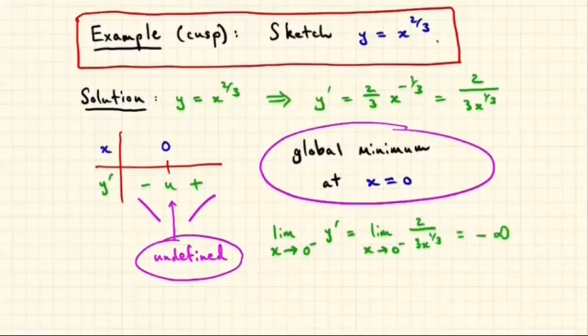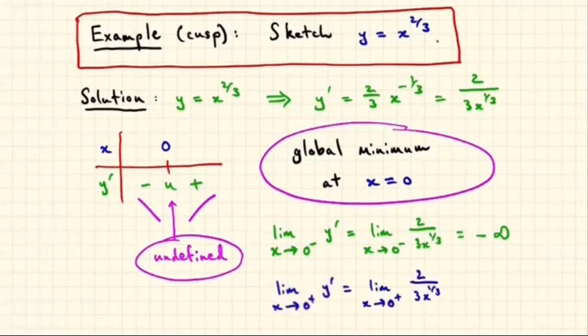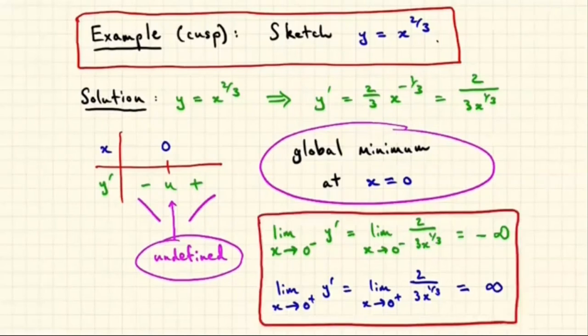On the other hand, the limit of the first derivative as x approaches 0 from above becomes plus infinity, capturing the idea that the derivative gets arbitrarily large and positive. These two limits summarize the behavior of the slopes and imply that the tangent lines themselves become more and more vertical as you approach 0 from either side of it.